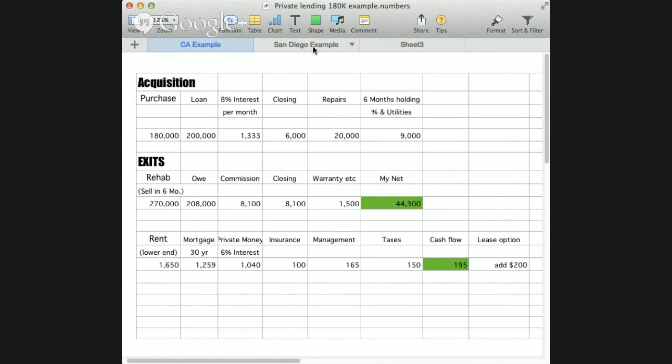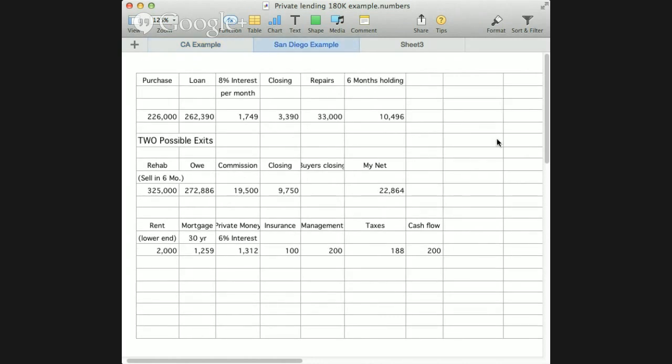I'm going to switch over and give you kind of an example of a little bit higher price property, maybe Riverside. San Diego is really above this cost right now. But this is an example from a house that we did a few years ago when the market was a little bit lower. And it could work for a condo or whatever is in your market in this price range.